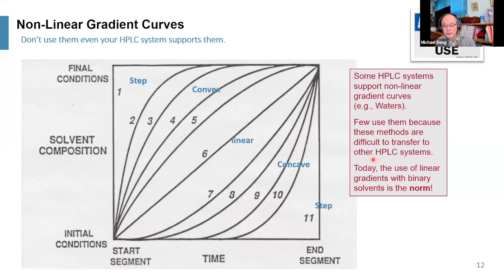We want our method to be universally executable by all the different equipment, right? So today we don't really use it, right? So we only use linear curve, and typically from two binary solvents, right? So that is the norm. So even though you can do it, doesn't mean you should do it, right?